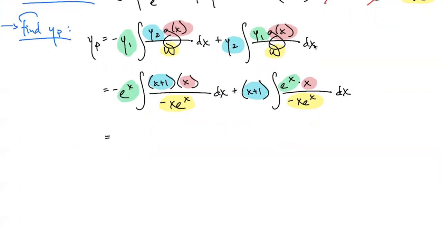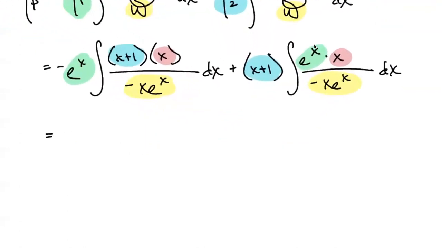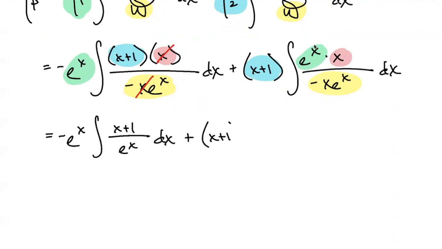Let's go ahead and simplify. We're going to be really careful as we do so. I notice in the first integral that this x in the numerator and this x in the denominator are going to cancel out. That leaves me with negative e to the x times the integral of x plus 1 over e to the x dx. Plus the second one, I'll have my x plus 1 in the front, but let's see what reduces. This x and that x, this e to the x and that e to the x. And let's be careful about this negative sign. I actually have the integral of negative 1 dx.